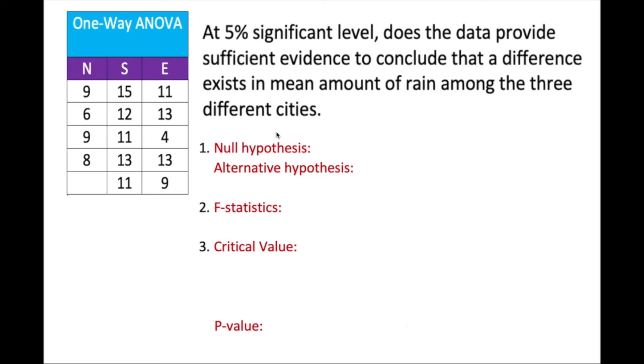So first, whatever the claim is, we just have to assume they are equal. So we say the null hypothesis is mean 1, or mean A, equal to mean 2, equal to mean 3. Or I can say A, B, C. We assume they are equal. The next one, the alternative, is going to be not equal. Or at least one mean is not equal.